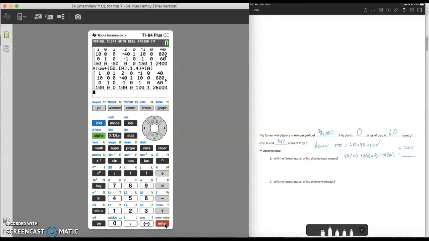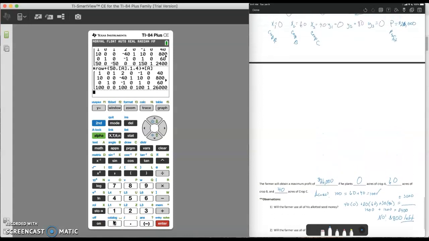So does he spend it all? Well, let's see. This is 1,200 plus 1,200, which is 2,400. So no, he doesn't use it all. He actually has $800 left. And what's interesting here, how you can match this up, is if you check out what else was 8, where was there?